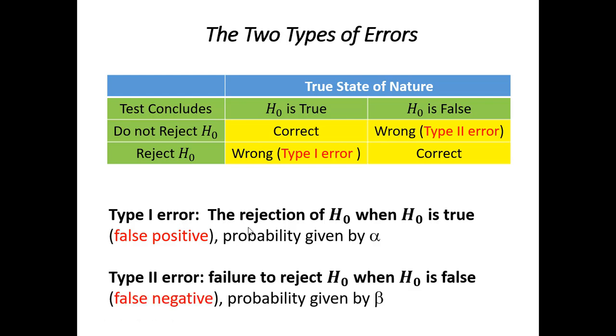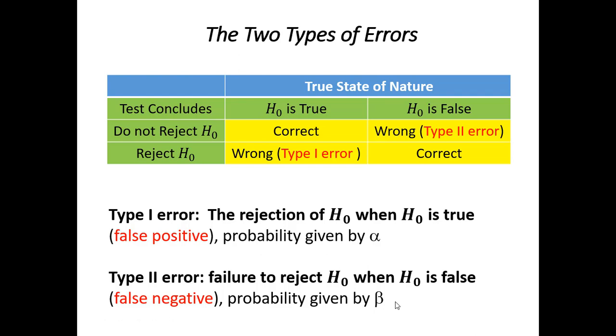The type 2 error is the failure to reject the null when it's false. Okay, so that's right here. We do not reject the null when the null is false. So this is sometimes called a false negative. And this has a probability that is given by beta.